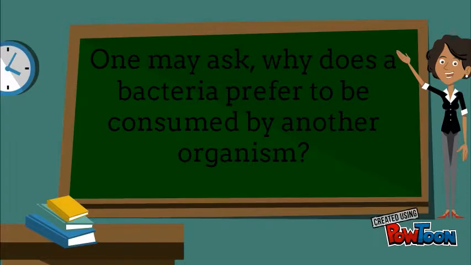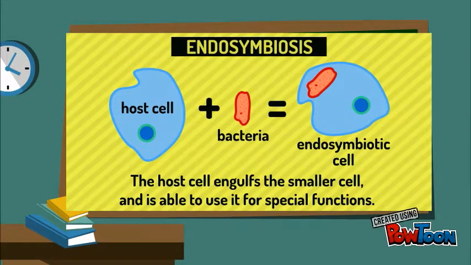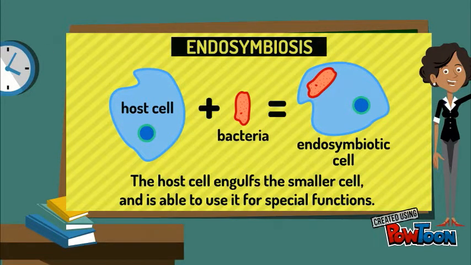Then one may ask, why does a bacteria prefer to be consumed by another organism? Well, the real answer is Vibrio fischeri provides luminescence to the squid, which would eliminate the shadow that's caused by the moon, which would make the squid a better predator and less of a prey. In turn, the squid provides nutrition and protection for the bacteria. And this graphic right here is an example of an endosymbiotic relationship where a host takes up a bacterial cell and they both benefit from this mutualistic relationship.